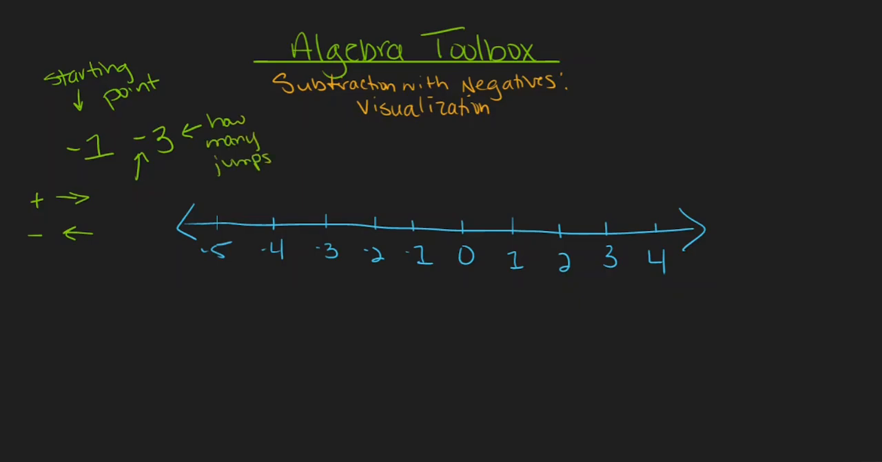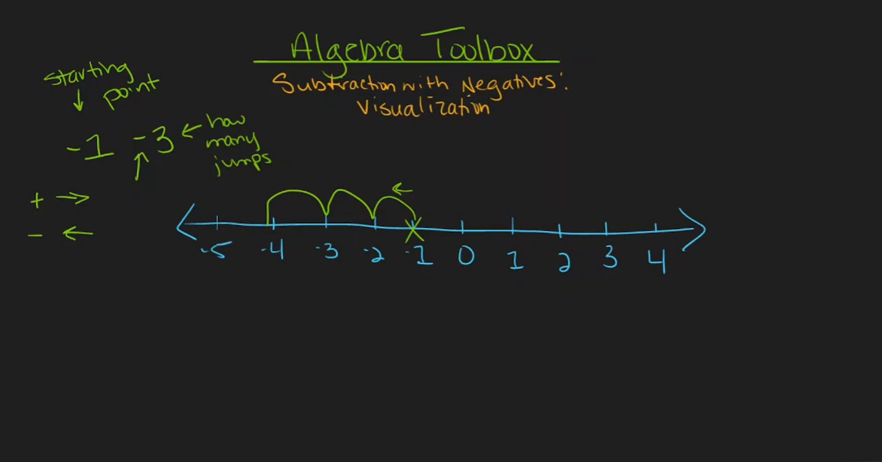So this situation is telling me to start at a value of -1, which is right here. Because I'm subtracting, I know that I'm going to be taking my jumps to the left, getting lower on the number line. And the 3 at the end tells me to take 3 of those jumps. 1, 2, 3. That tells me that -1 minus 3 is -4.